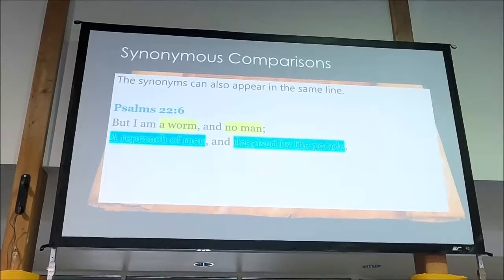Now, that is the synonymous ones, where we've got matching ones. There's another one that's called antithetic. Okay, and that's when instead of comparing two similar things, we take the opposites. So, Proverbs 3 and verse 33. Proverbs 3, verse 33.